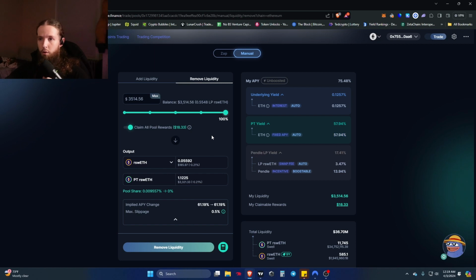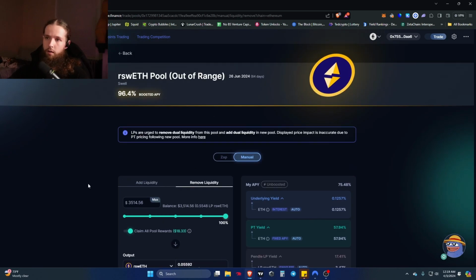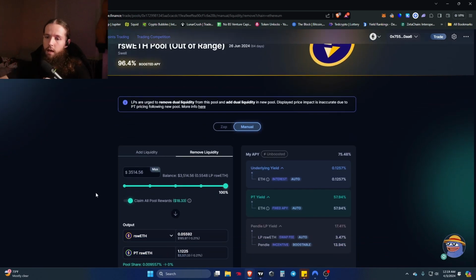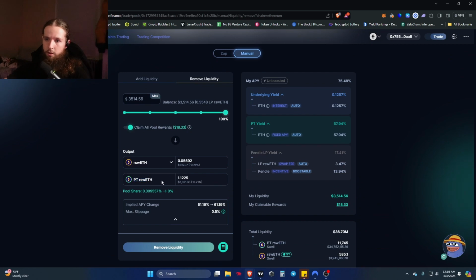So if I was to pull out right now through manual liquidity removal, I would get 1.1225 PT RSW ETH and then a little bit of actual RSW ETH. And then effectively in 84 days, I could cash this PT token in for 1.1225 RSW ETH.